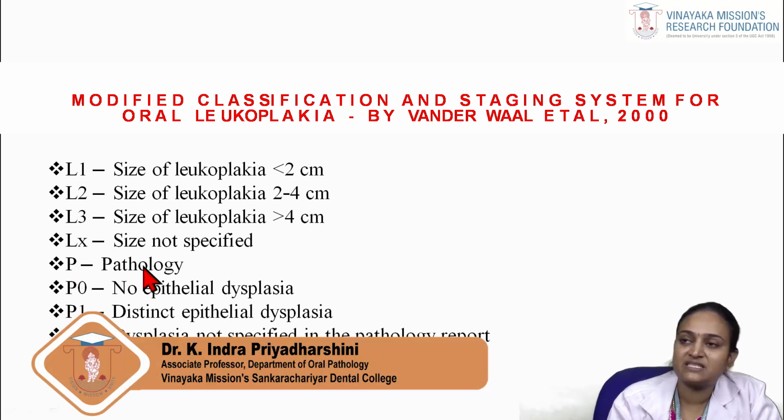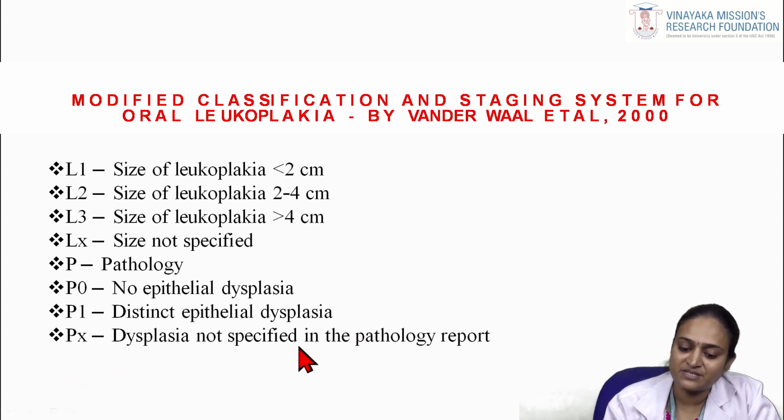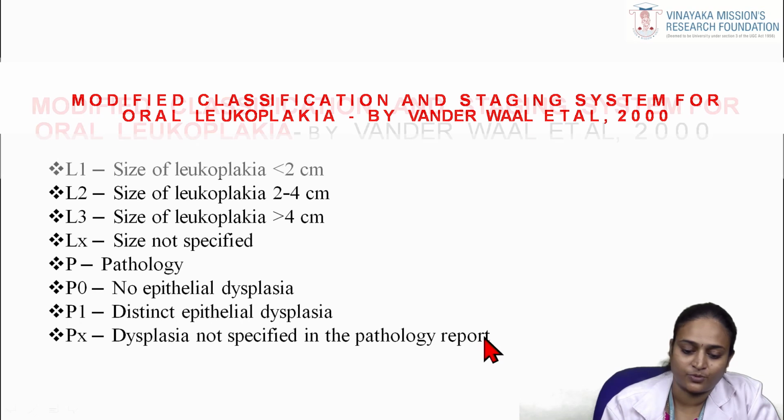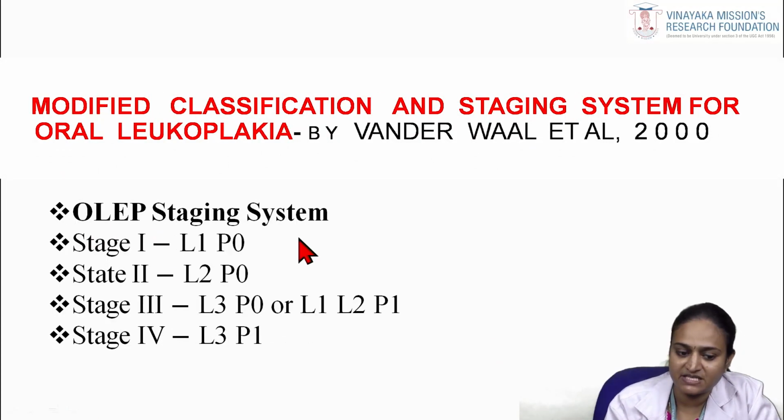P represents the pathology. P0, there is no pathology, no epithelial dysplasia identified in the particular case, and P1, that is distinct epithelial dysplastic features identified. Px, dysplasia is not specified in the pathology report. So this is the OLEP staging system.